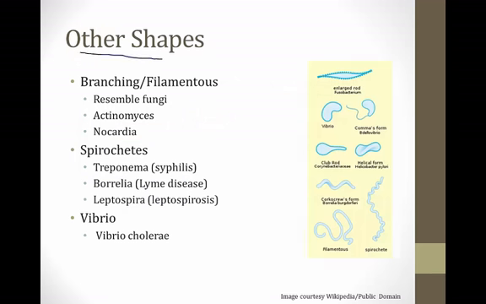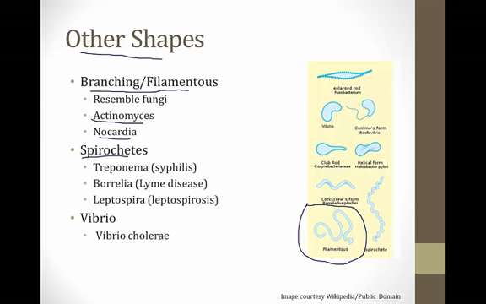Let's talk about some of the other shapes that bacteria sometimes take on. Some bacteria have long branching and filamentous structures. There's a picture of one over here on the screen. And this looks like fungi. The two bacteria that do this are Actinomyces and Nocardia. In fact, when these were first discovered, people thought they were fungi. It was only later they determined that they're bacteria.